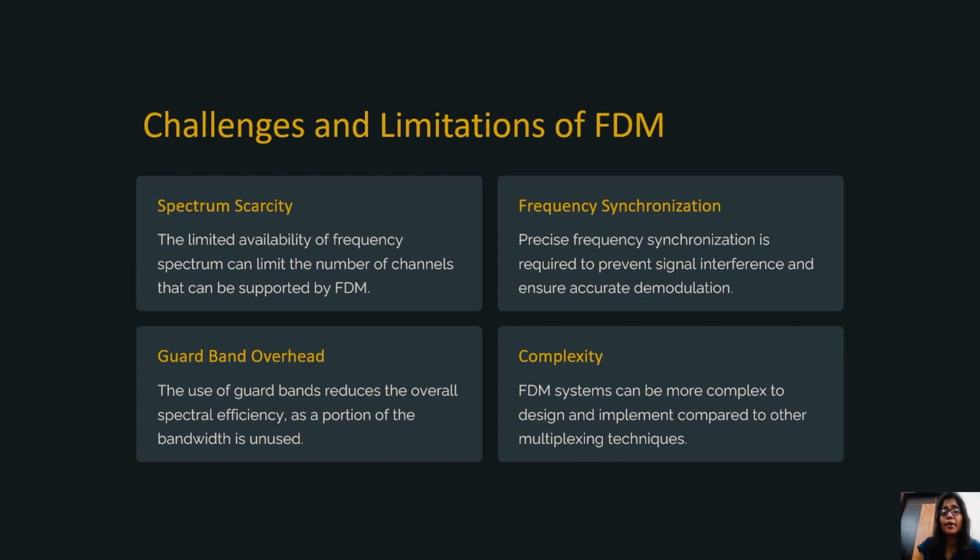The limited availability of frequency spectrum can limit the number of channels that can be supported by FDM. Guard band overhead: using guard bands reduces the overall spectral efficiency, as a portion of the bandwidth is unused. Frequency synchronization is required to prevent signal interference and ensure accurate demodulation. Next, complexity: an FDM system can be more complex to design and implement compared to other multiplexing techniques.